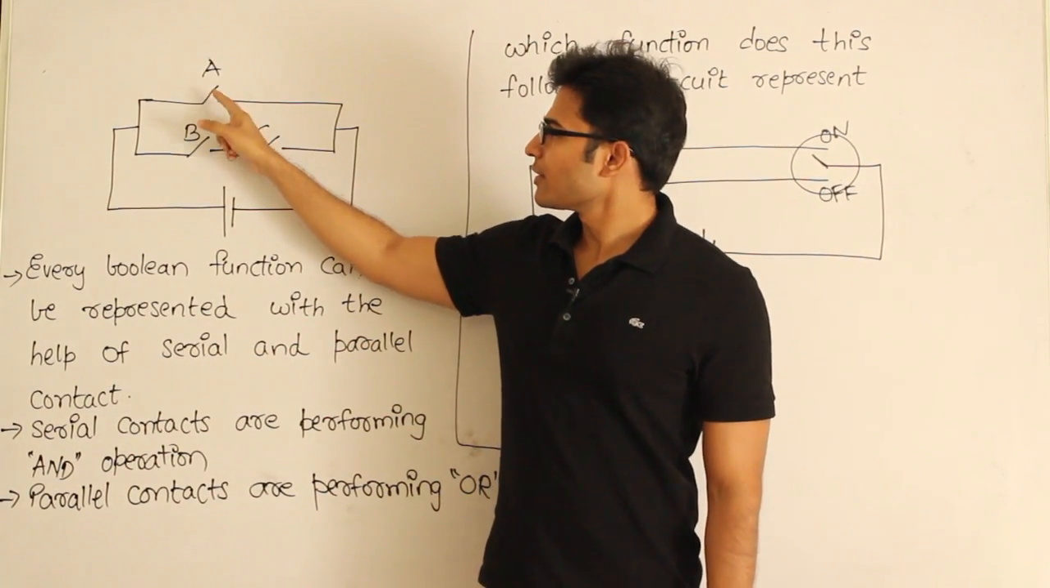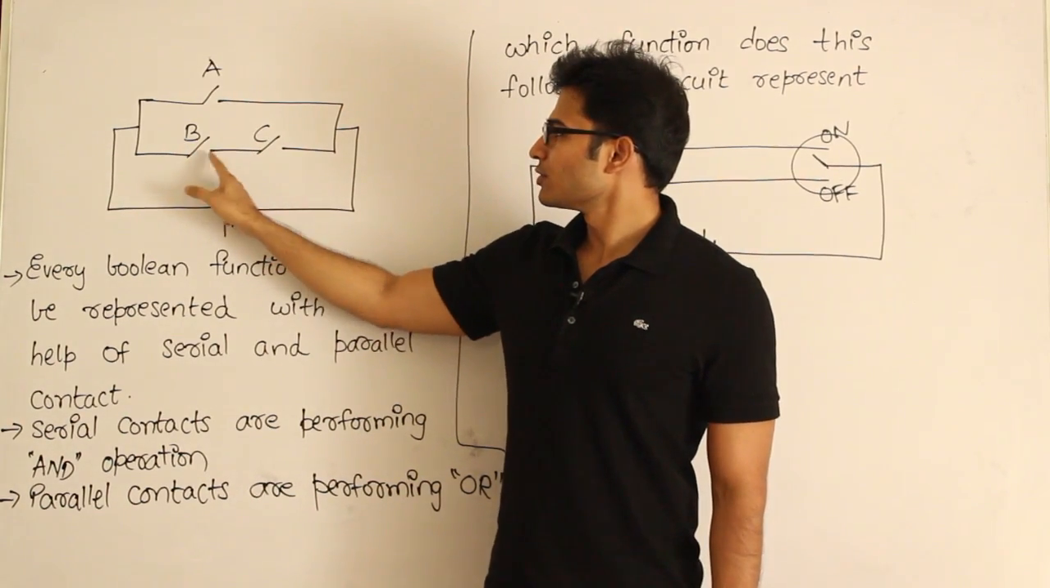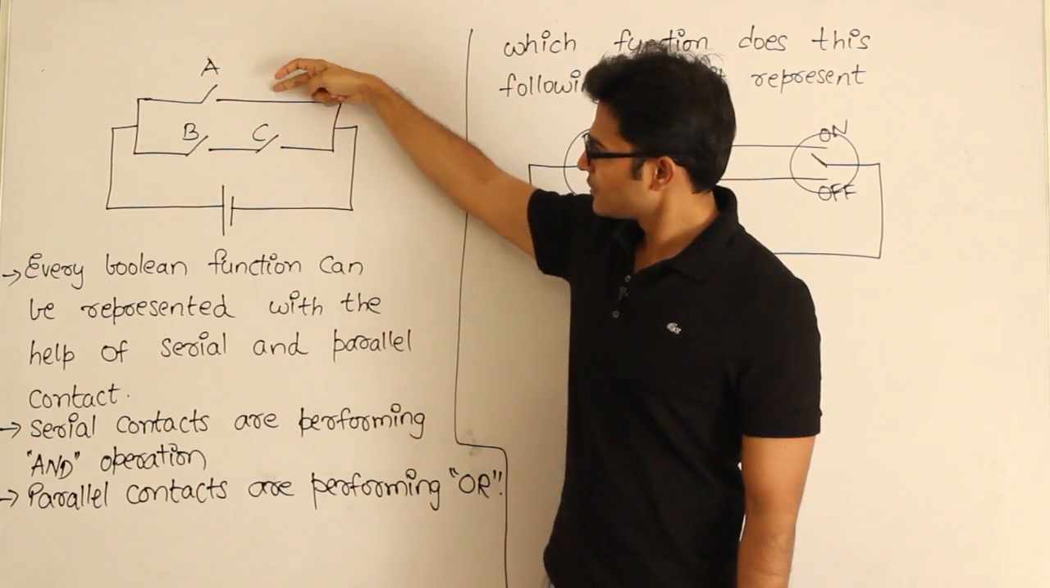So this is a contact, right? Serial contact means these two are in serial. Parallel contact means these, like this.